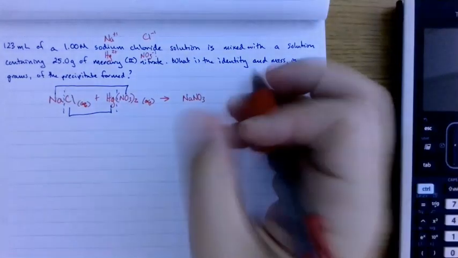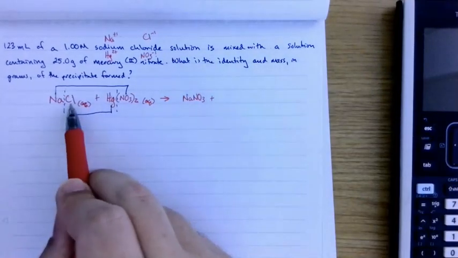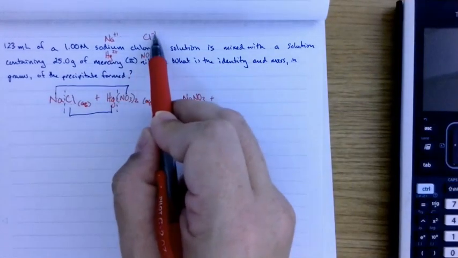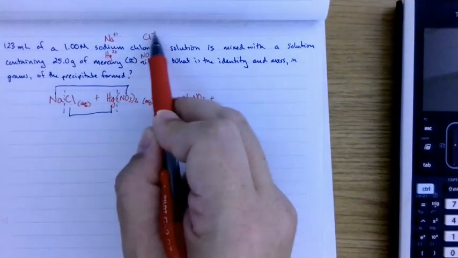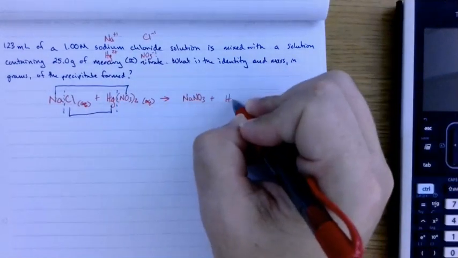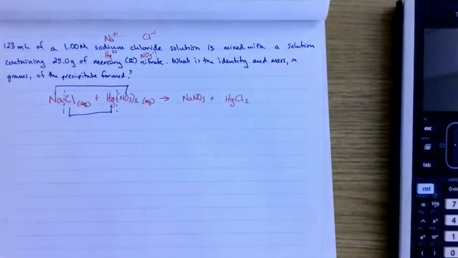Next, our other product is the inside 2. We have mercury 2 chloride. Mercury 2 is a +2, chloride is a -1, so we need 2 of these chloride ions to balance out this +2 charge. So our new formula here is HgCl2. And now I need to apply some solubility rules.